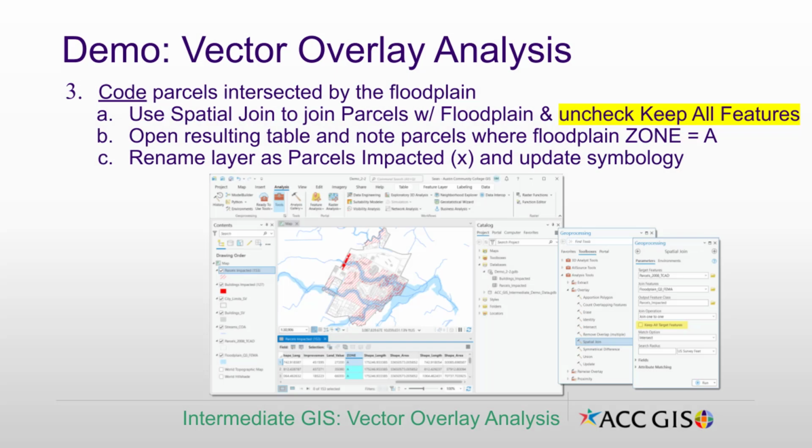In step 3, we'll perform vector overlay analysis by coding the number of parcels intersected by the floodplain. First, we'll use spatial join to join parcels with the floodplain, being sure to uncheck Keep All Features. Then we'll open the resulting table and note the parcels where floodplain zone equals A. Last, we'll rename the layer with the number of parcels impacted and update the symbology.